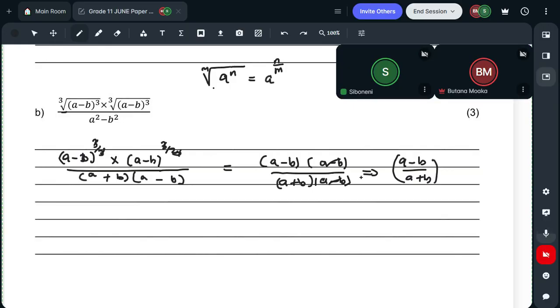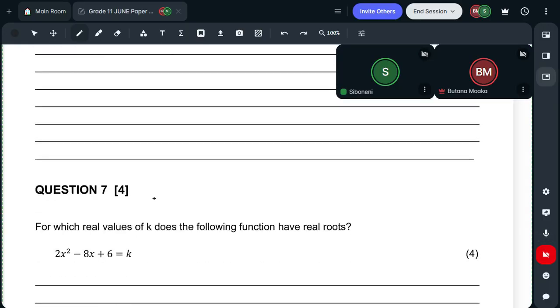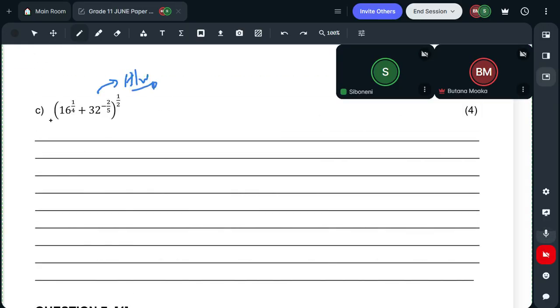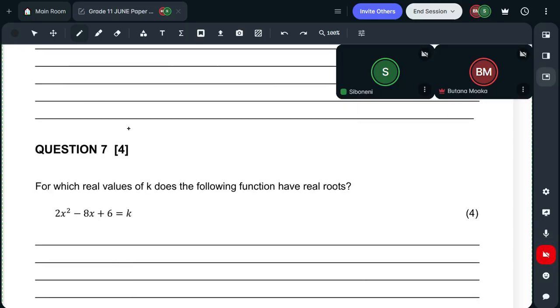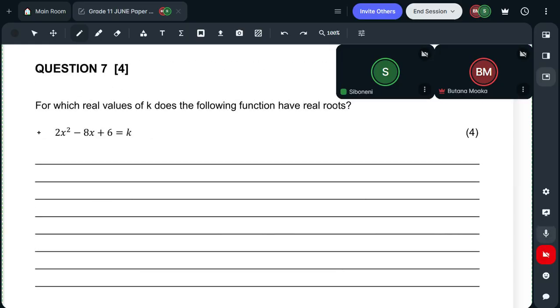I'm gonna leave this one and do the last one, nature of the roots, né? This one you can try to practice on your own, then I'll give you the solution. Let me explain this one, né? Yes. Then we can call it a day.